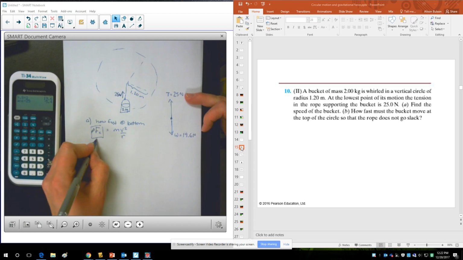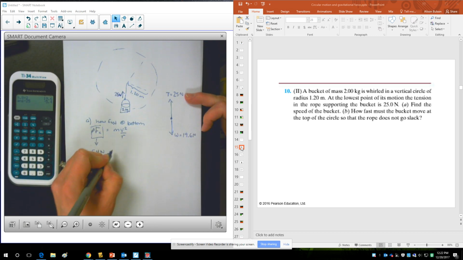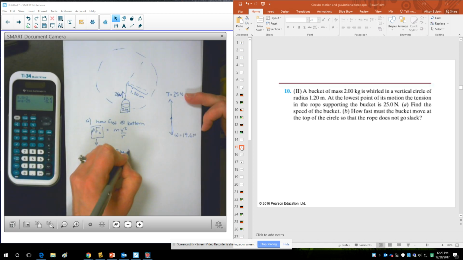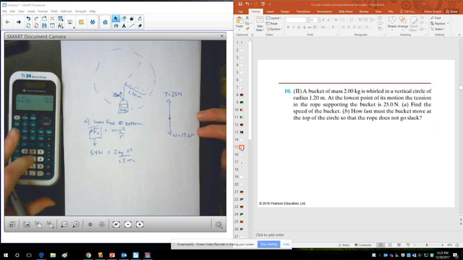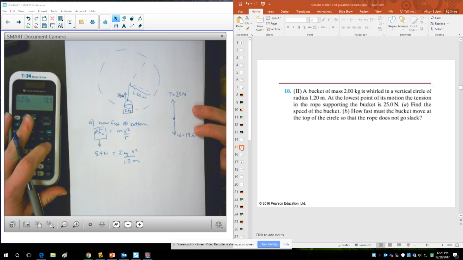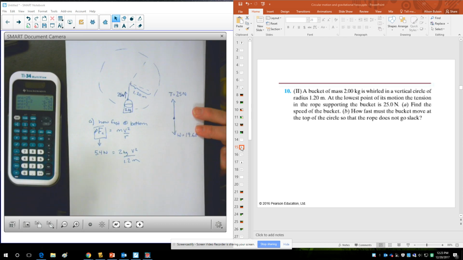So my net centripetal force is 5.4 newtons. That's equal to 2 kilograms times speed squared divided by radius. So just as the previous example, we complete the calculation. I have to multiply by -1 in order to get rid of that false negative sign. So 3.24 for v squared.